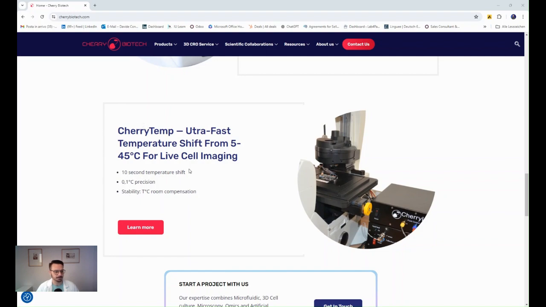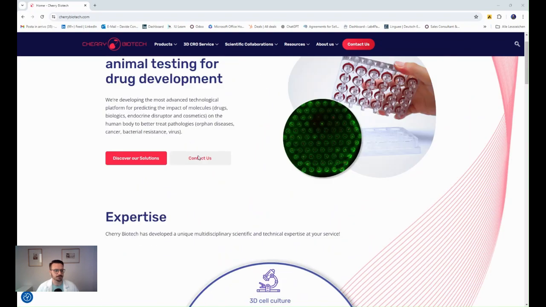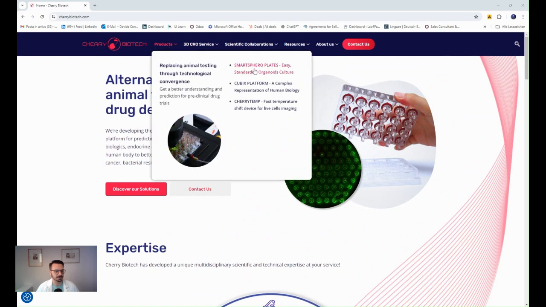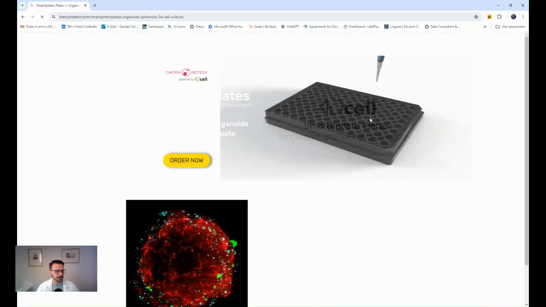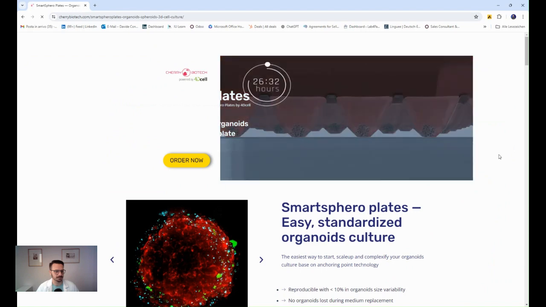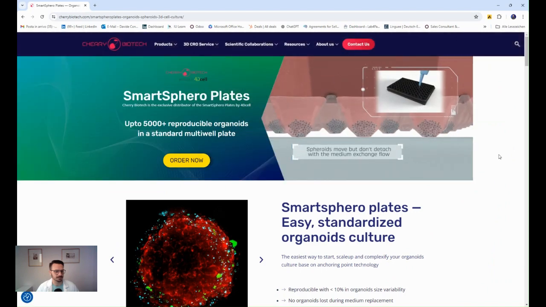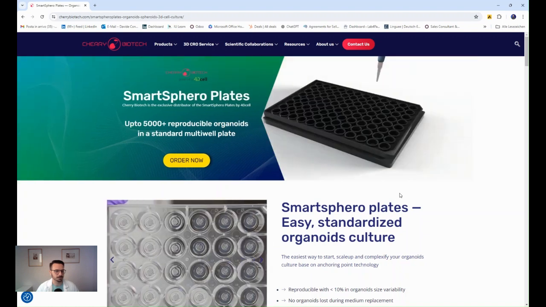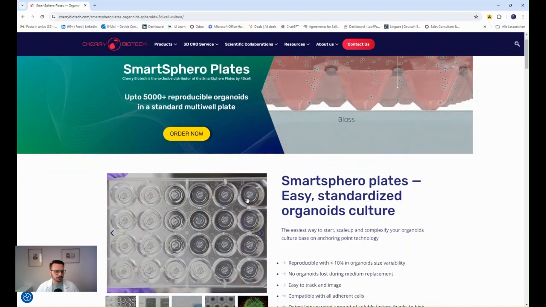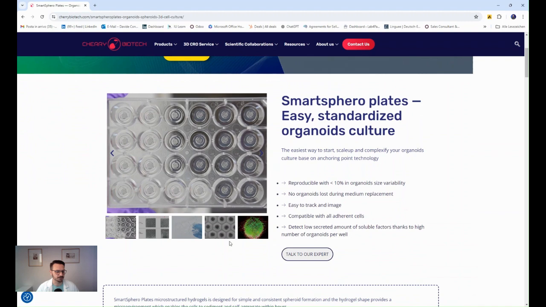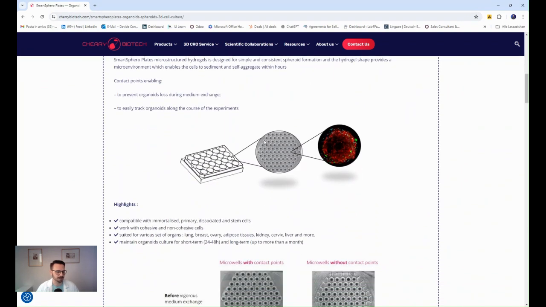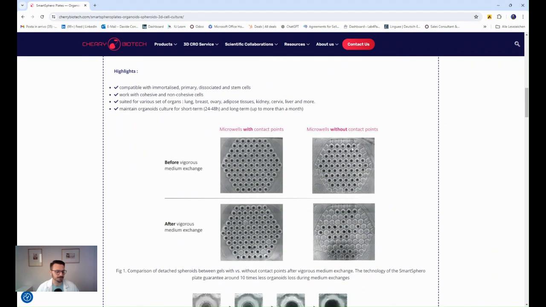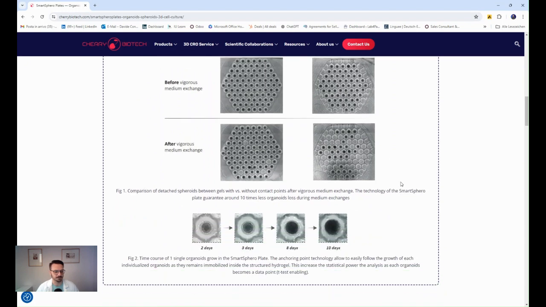But it's also an interesting model where they're shifting temperature really quickly. The other two models are the so-called smart spheral plate, which is basically a model you can see here from the video, to seed different cells and have them form a uniform organoid on the bottom of a well. There is already structure for this kind of aggregation, so that after a number of hours you have nicely arranged organoids that can then be used for this kind of testing.